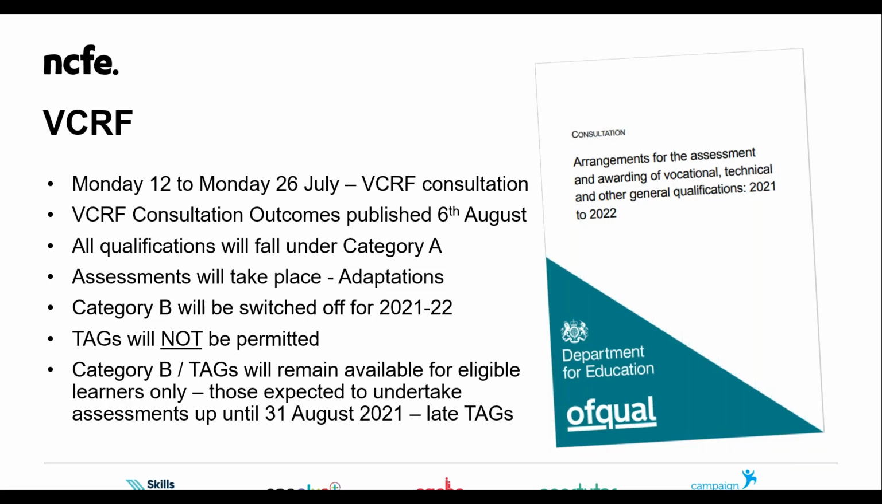This regulatory framework was consulted on from the 12th to the 26th of July and was published on the 6th of August. At a high level, it proposes the following changes to the framework from the 1st of September 2021 for the next academic session. That being, all qualifications, regardless of whether they are Category B, B1, B2, or Category A, will fall under Category A for this next academic session.